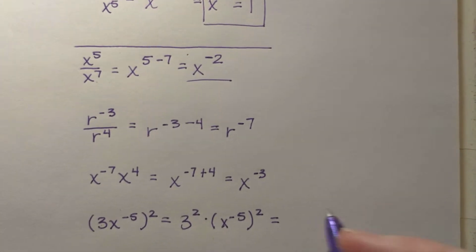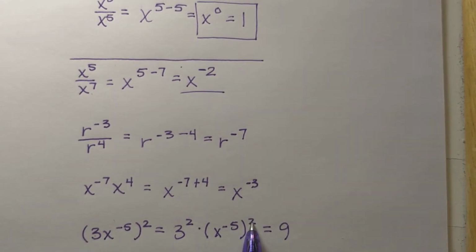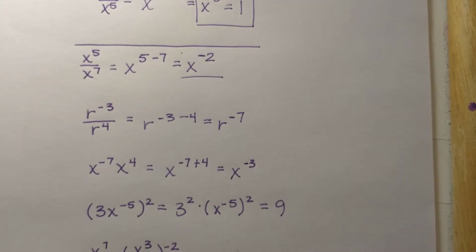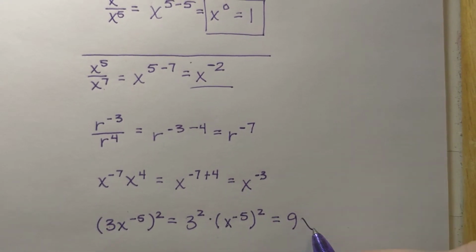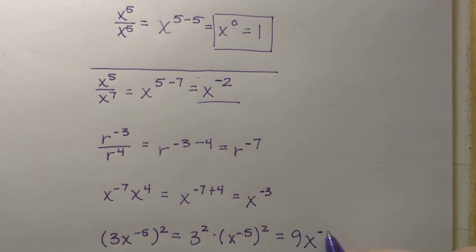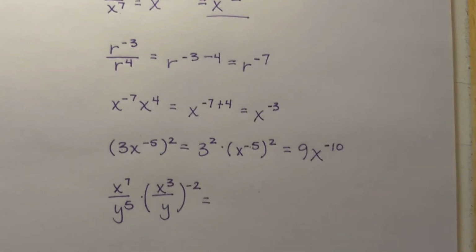Okay, so 3 squared is 9. And then x to the negative 5 squared, if I have a power to a power, I multiply the exponents. So again, you need to pay attention to the negative. I have x as my base, and then I've got negative 5 times 2 equals negative 10. So 9 times x to the negative 10.